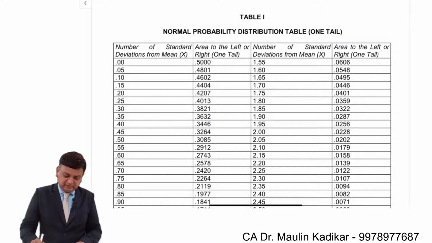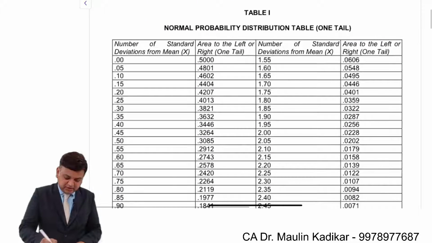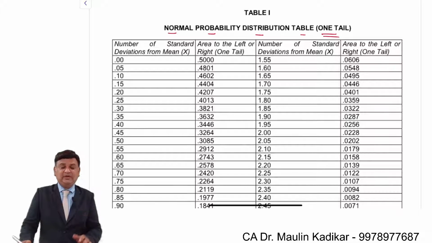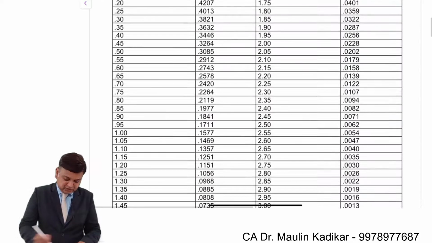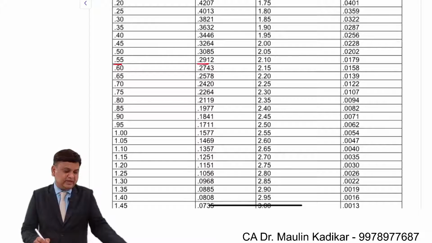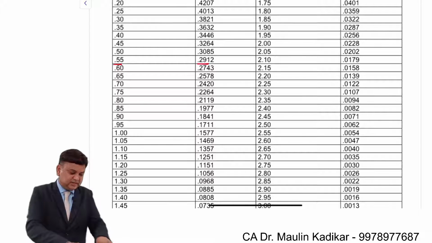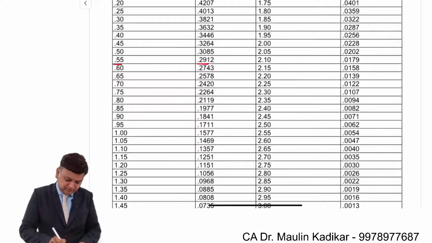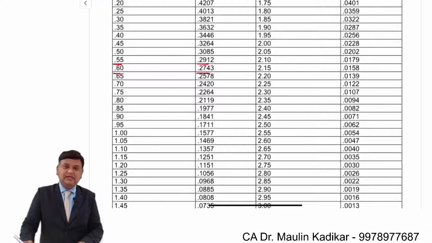Now suppose you have a table like this, normal probability distribution table, one tail. One tail means what we have recently understood. So for 0.55, you can see that the reading is 0.2912. Recently the question that we have done. So this 0.55 is 0.2912, and for 0.60 it is 0.2743. That is the way information may be provided to us.